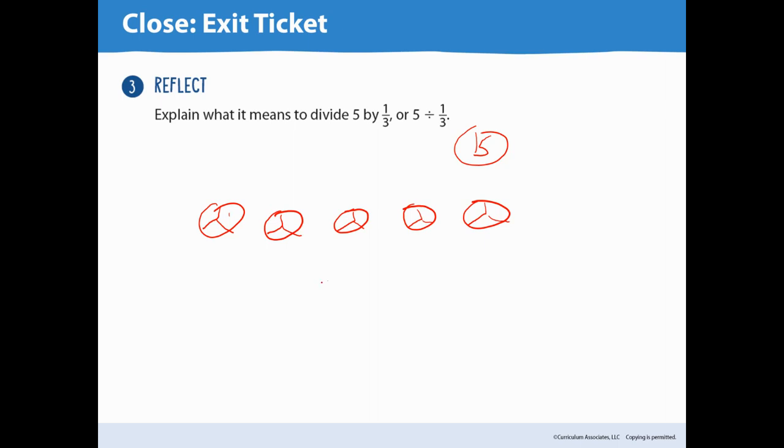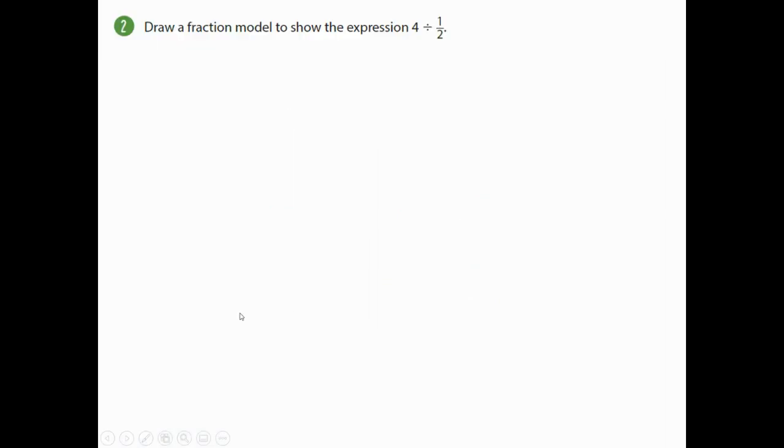So instead of saying 5 divided by 1/3, I could technically say 5 times 3. Same thing. Remember, I took the opposite of division. I take the opposite of 1/3.